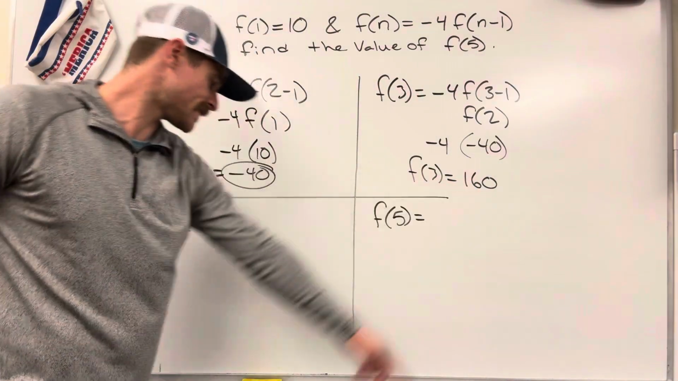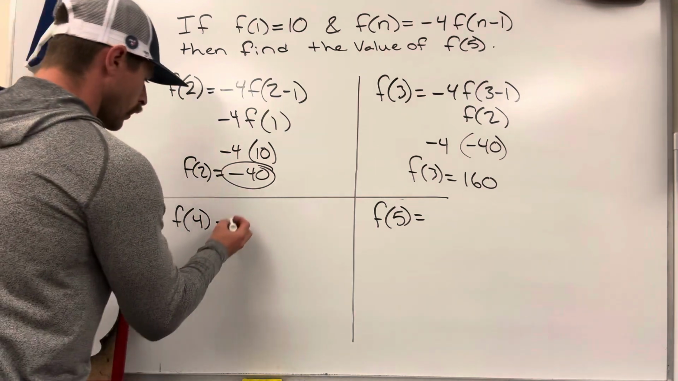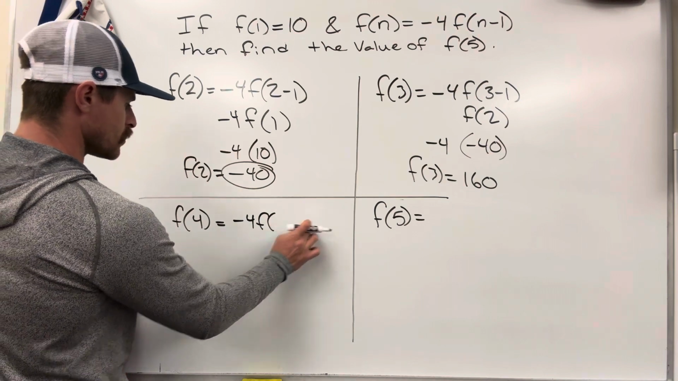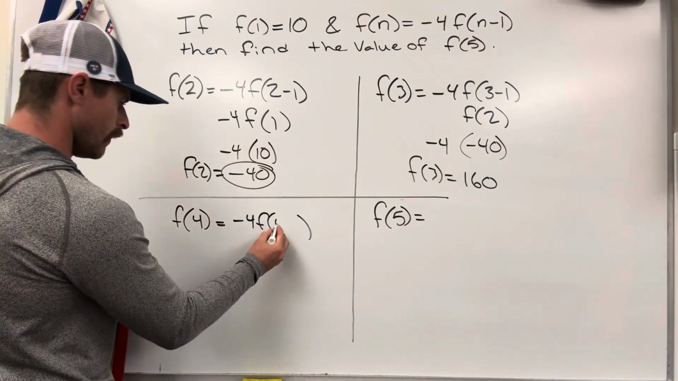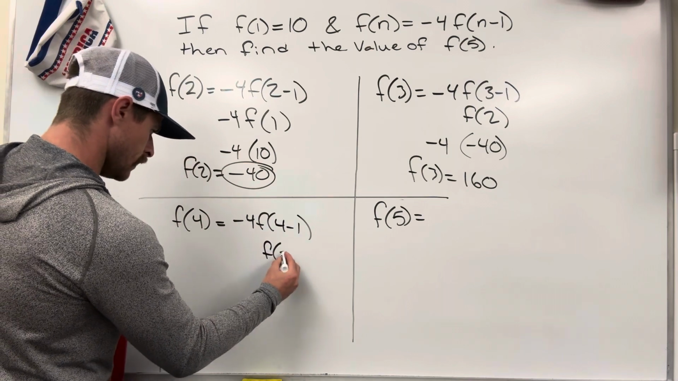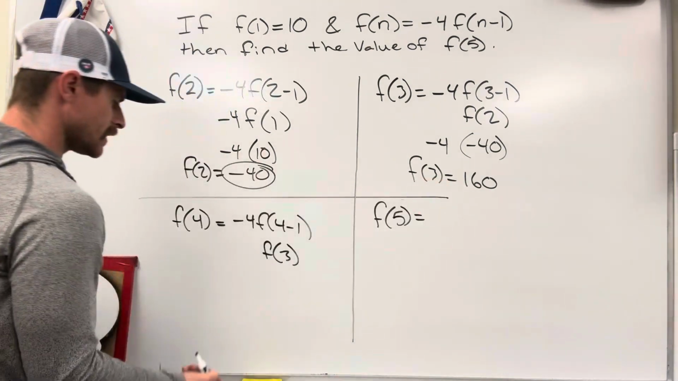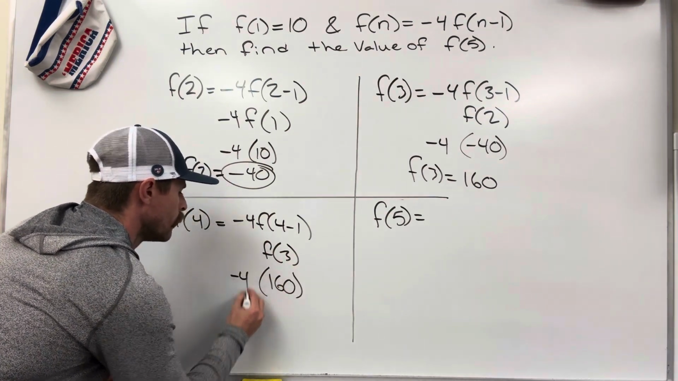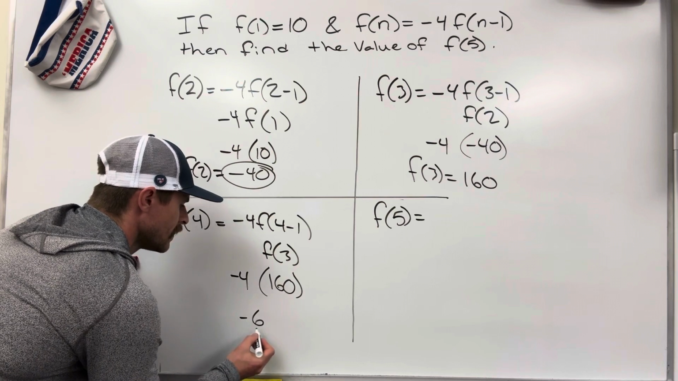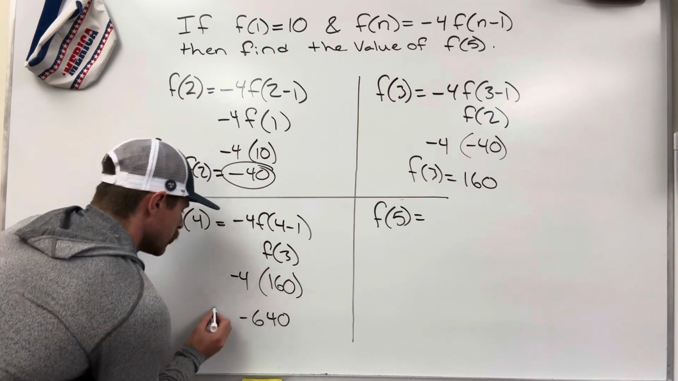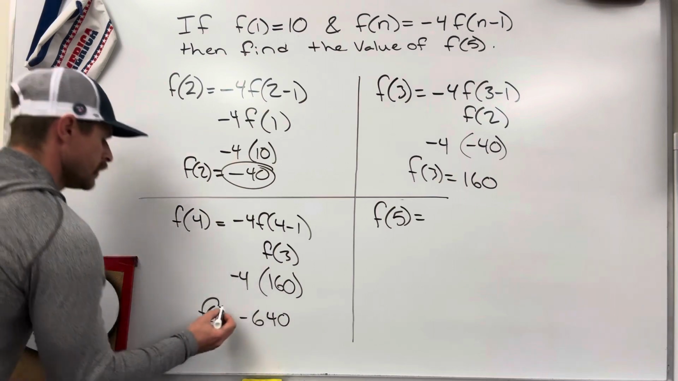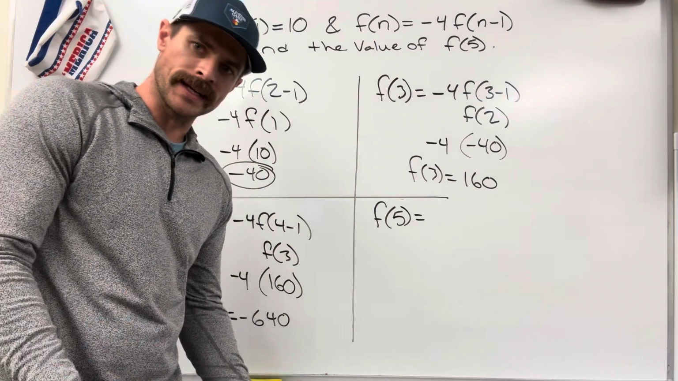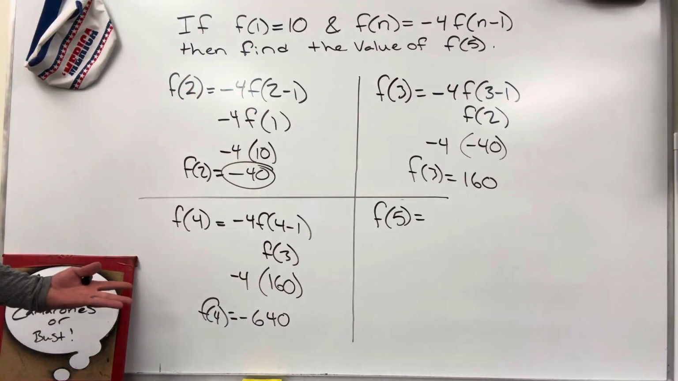Now that we know f of 3 is 160, we're going to be using it to find f of 4. Remember, f of 4 is negative 4 times f of n minus 1, but our n in this case is a 4. 4 minus 1 makes a 3. So remember, we just found f of 3 is 160. So now we're taking 160, multiplying it by our negative 4, giving me negative 640. So f of 4 equals negative 640. Now I'm going to take that negative 640 when finding f of 5, work that out, and life is good.